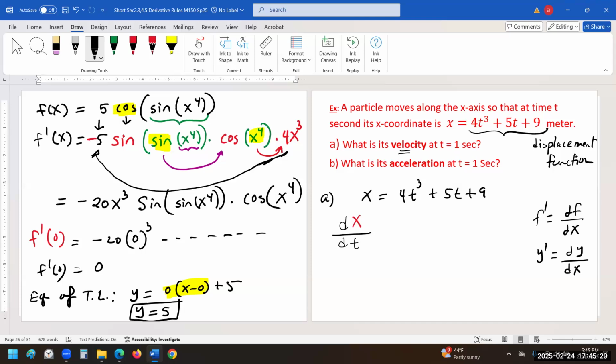But you're going to do the exact same thing. You're going to take the derivative anyway. This is just notation. So what is the derivative of 4t³? 12t². Derivative of 5t, 5. And this time 9 is a constant, not a coefficient. So what's the derivative of any constant? 0. In other words, our first derivative is simply 12t² plus 5. So this is the velocity.